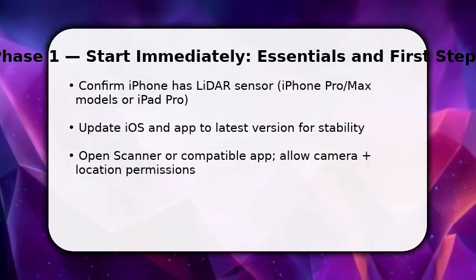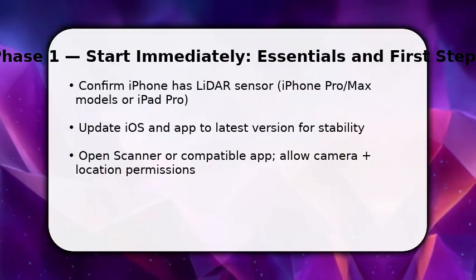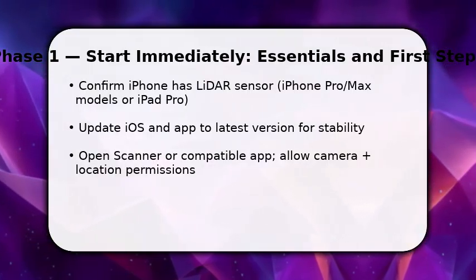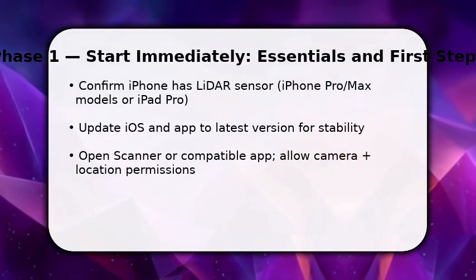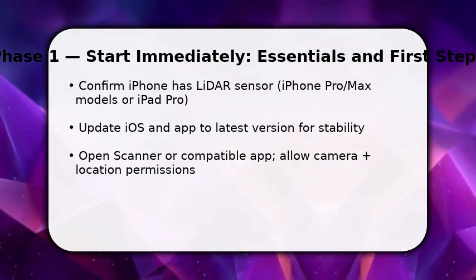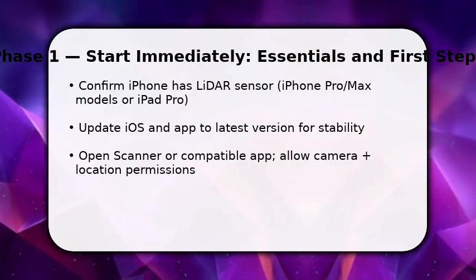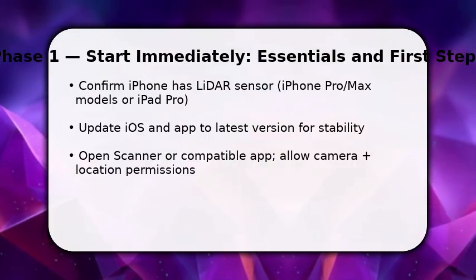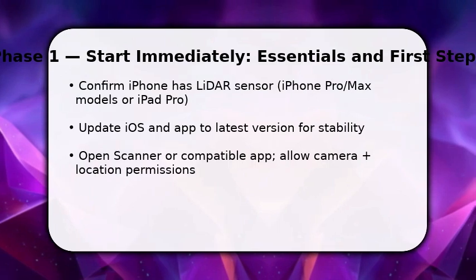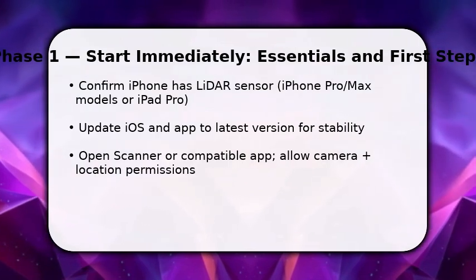Next, open the native measure or a third-party LiDAR app and choose a scanning mode, object, room, or portrait, because each mode changes range and resolution. Position yourself so the target fills the frame, move slowly, and keep the lens unobstructed to get accurate initial captures.